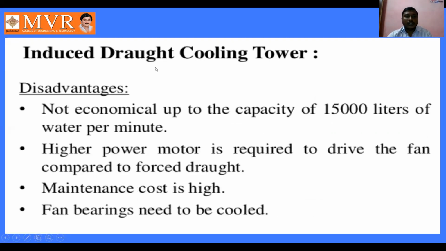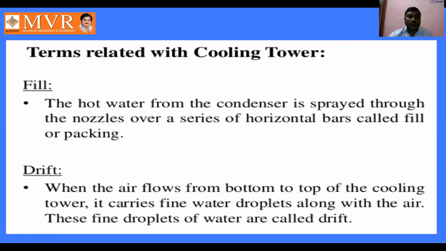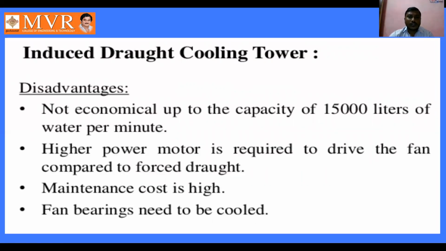The induced draft cooling tower also has some disadvantages. See here, it is not economical up to a capacity of 15,000 liters of water per minute. A higher power motor is required to drive the fan compared to the forced draft. Here we need the higher power motor in the induced draft cooling tower. Maintenance cost is high, and the fan bearings need to be cooled. The bearings which we are using for the fan here need to be cooled. This is what we have about the induced draft cooling tower.